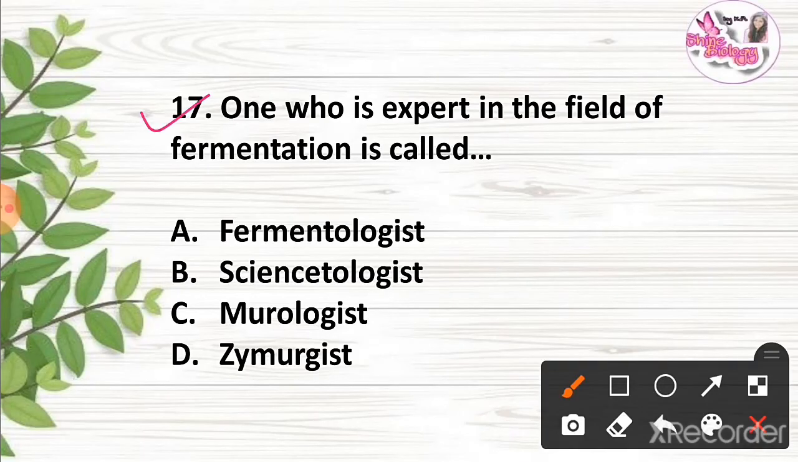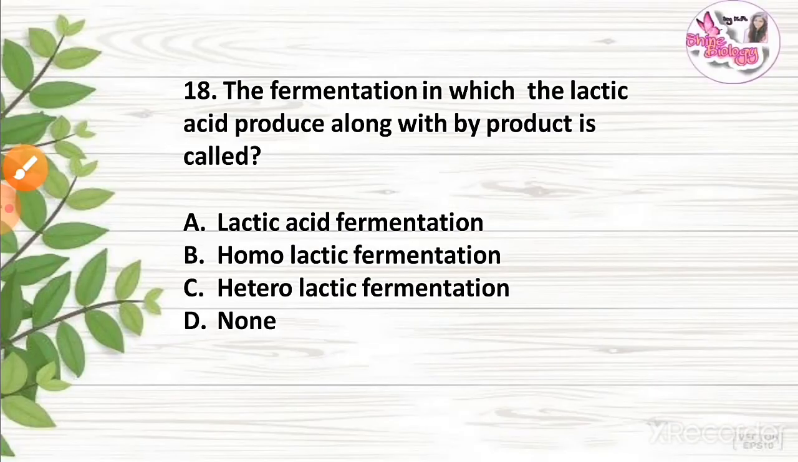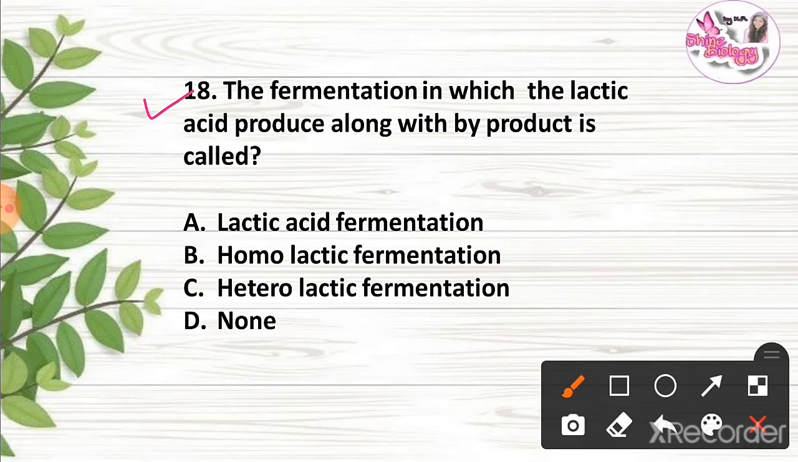Question 17. One who is expert in the field of fermentation is called? The correct answer is option D, zymologist. Question 18. The fermentation in which the lactic acid is produced along with byproduct is called? The correct answer is option C, heterolactic fermentation.